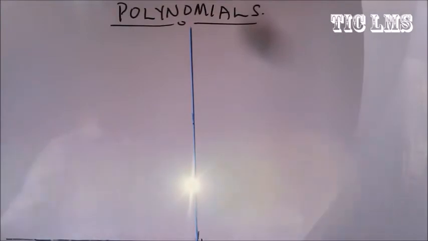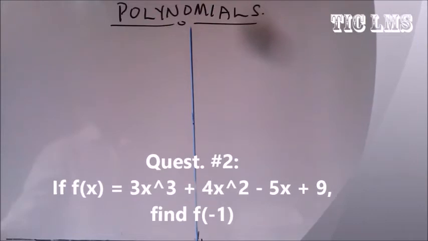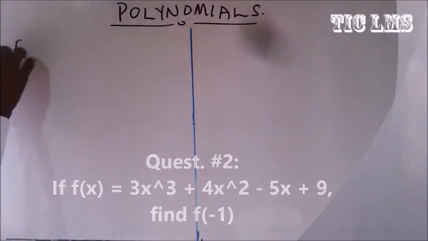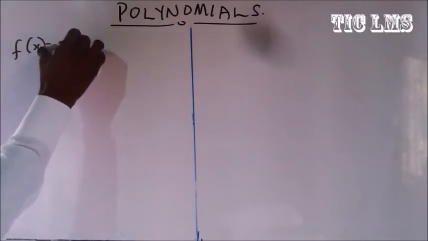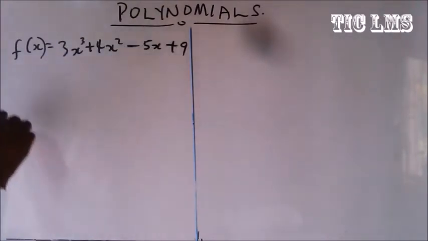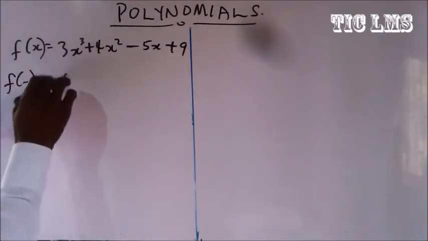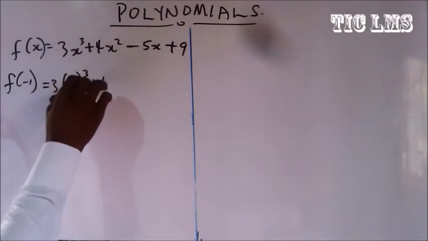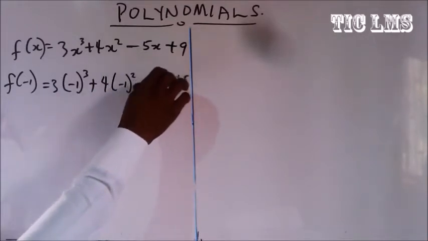Next question. If f of x equal to 3x raised by 3 plus 4x raised by 2 minus 5x plus 9, find f of minus 1. Here we have that f of x equal to 3x raised by 3 plus 4x squared minus 5x plus 9. So we have f of minus 1. Now to get that, we'll have 3 into brackets minus 1 raised by 3 plus 4 into brackets minus 1 squared minus 5 into brackets minus 1 plus 9.